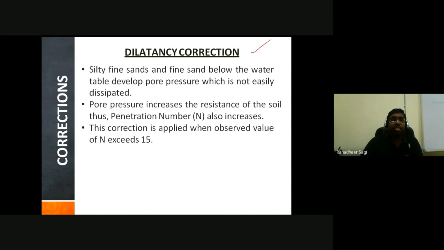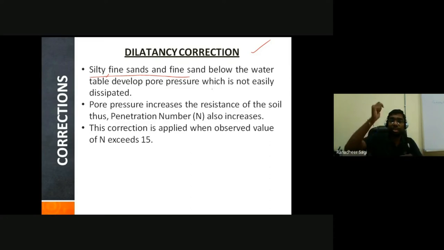And next is the dilatancy correction. As we have already talked about, this dilatancy correction is preferably applied in the case of silty soils or fine sand deposits existing below the water table, which would develop pore water pressures that do not dissipate easily. However, in the case of dense soil deposits existing below the water table in which the SPT test is conducted, you might even come across situations where negative pore water pressures build up, which would increase the shear strength of the soil. Because of the increase in shear strength, more resistance is offered against the penetration of your sampling tube.